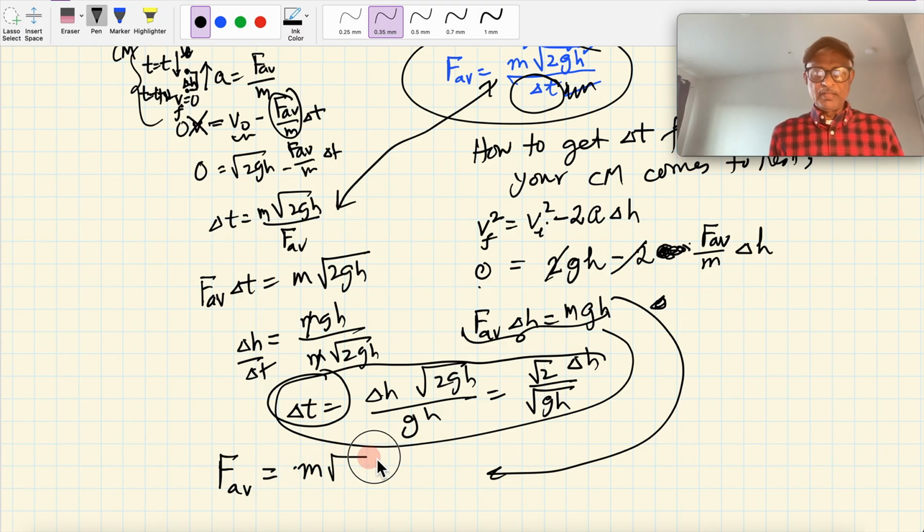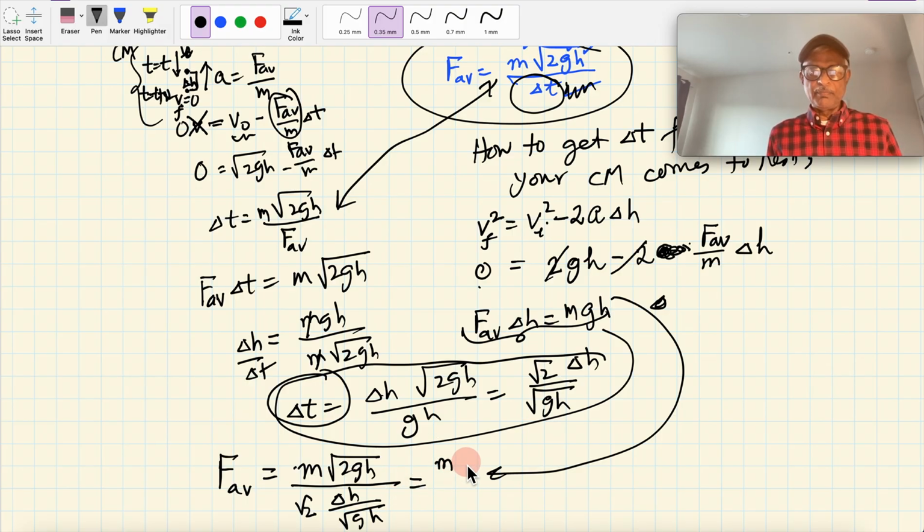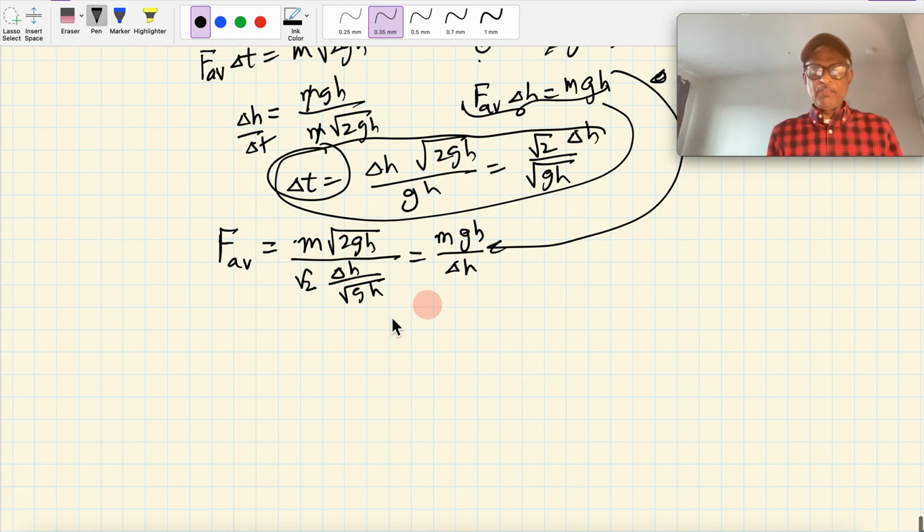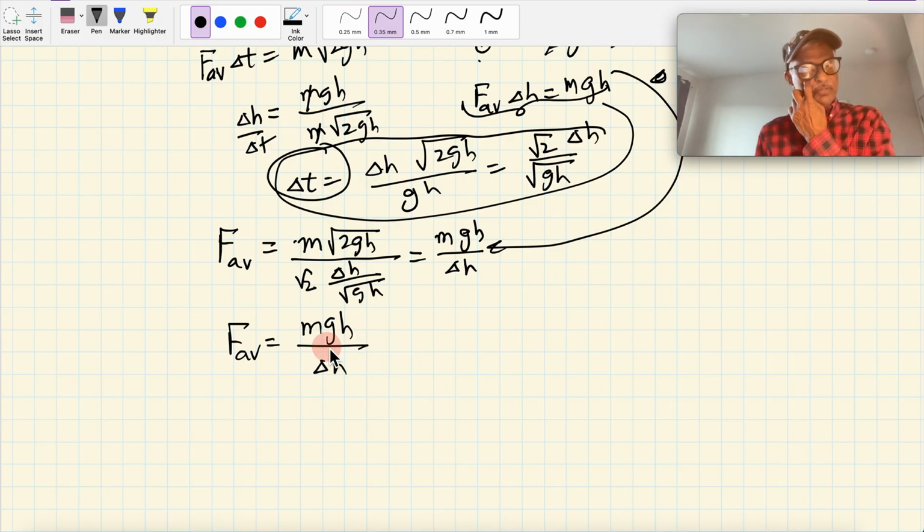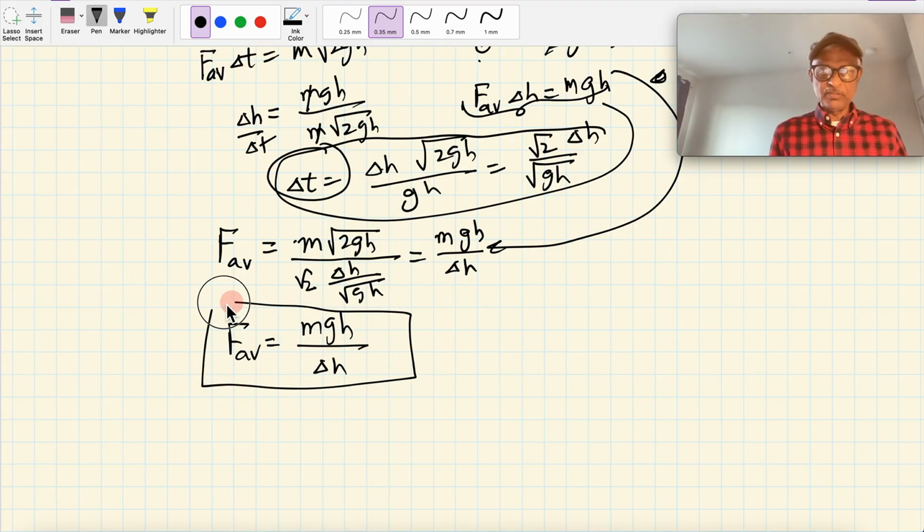So m square 2gh, and this is square root of 2 delta H over square root of gh. So this is m gh over delta H, which is the same as over here. So our F average is just mgh over delta H. You could have gotten this just if you thought of energy and work done by external forces. So this is another way to really shortcut it.